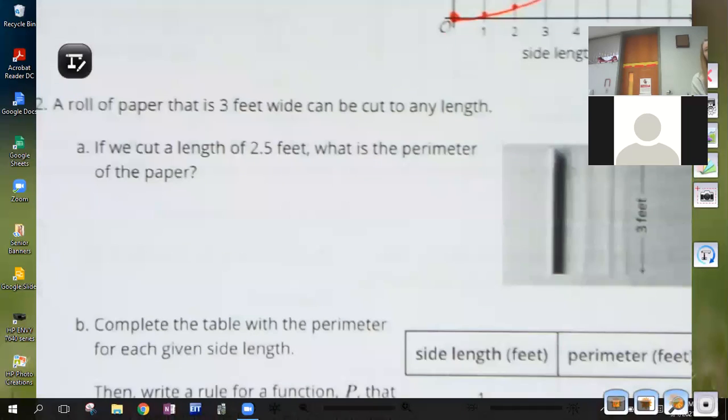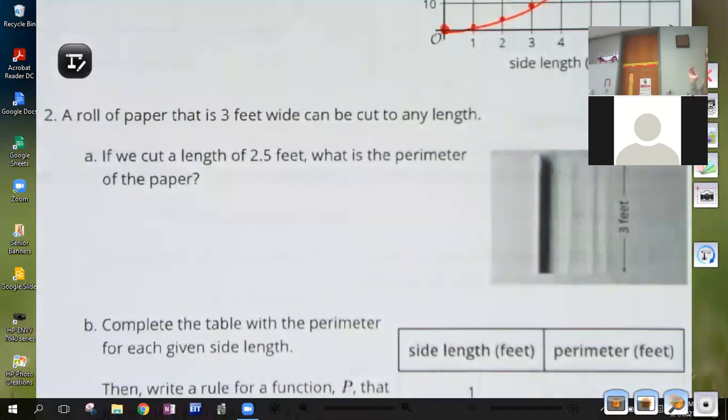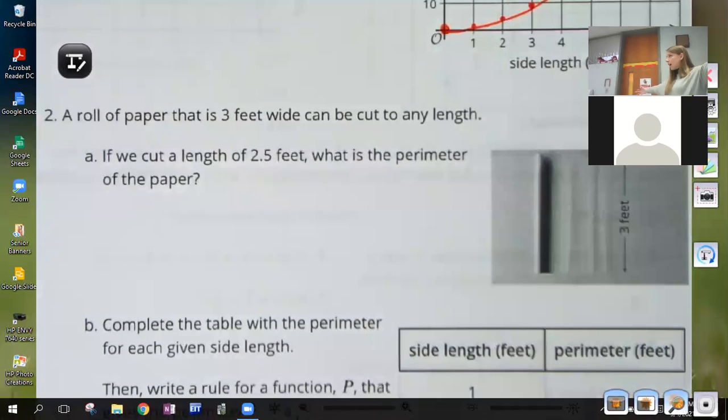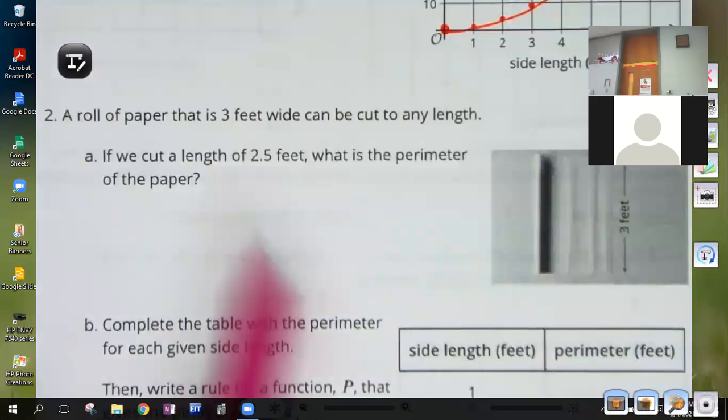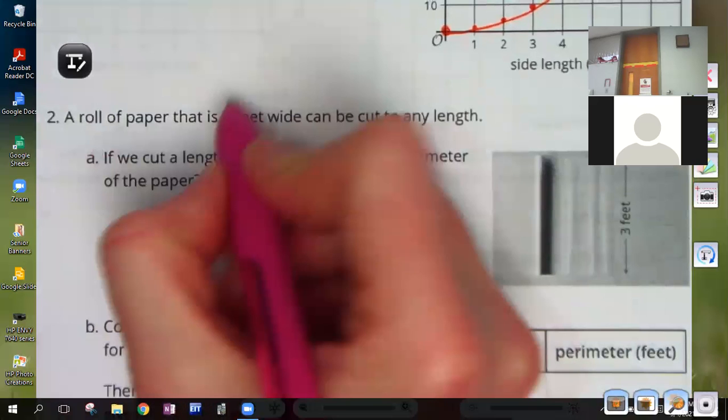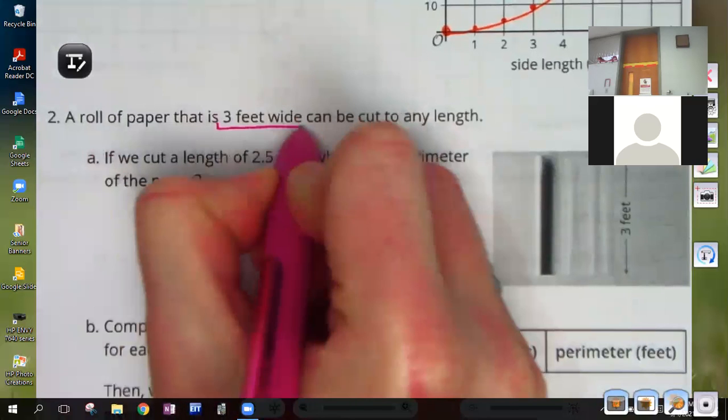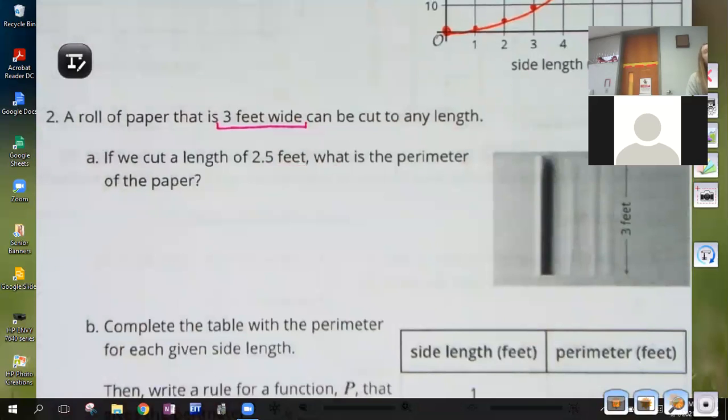So we've got a roll of paper. When you're imagining this roll of paper in your head, I want you to imagine the paper that we use on homecoming, those big rolls of paper. You got it in your head? They even put a little picture in there for you. It says a roll of paper that is 3 feet wide, underline 3 feet wide. So they tell us the width. It can be cut into any length depending on how you roll the paper out.